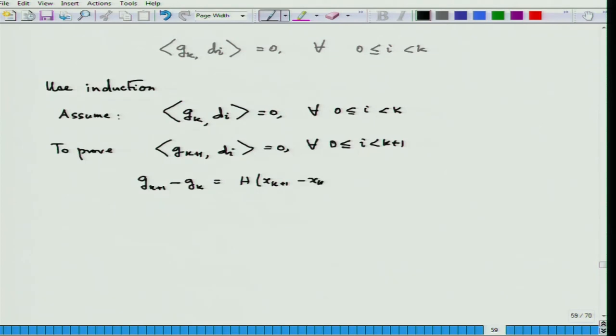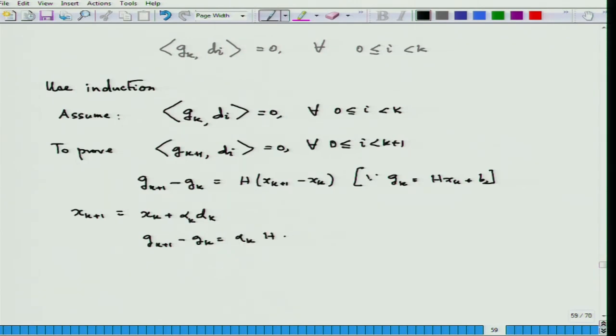Now, this one is very simple, since g_k is nothing but H x_k plus b. So, g_{k+1} would be nothing but H x_{k+1} plus b. So, b would get cancelled out, and this is what you will have. Now, of course, you know that x_{k+1} is x_k plus alpha_k d_k, that is how you update using the conjugate gradient direction. So, then g_{k+1} minus g_k, now I can write this as alpha_k H d_k.